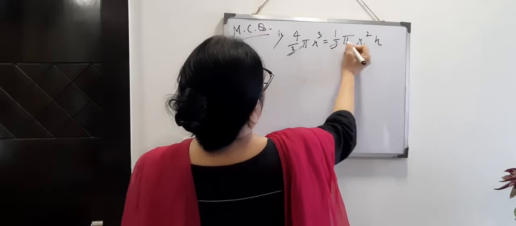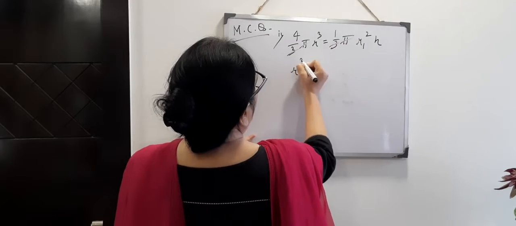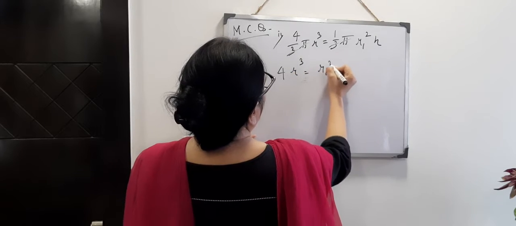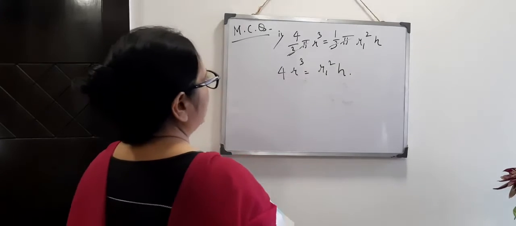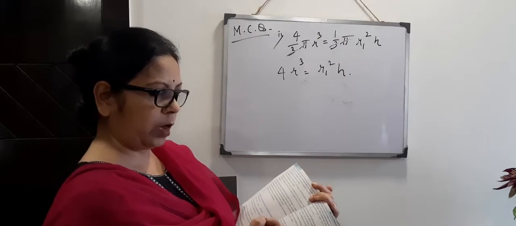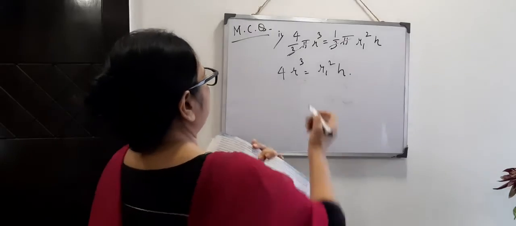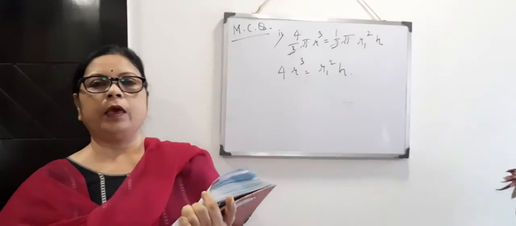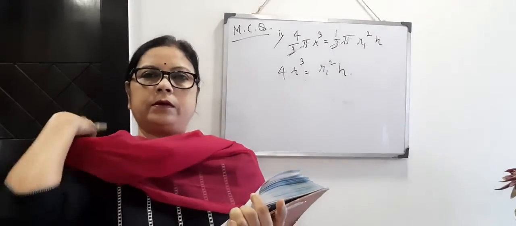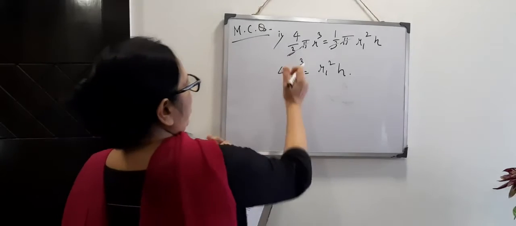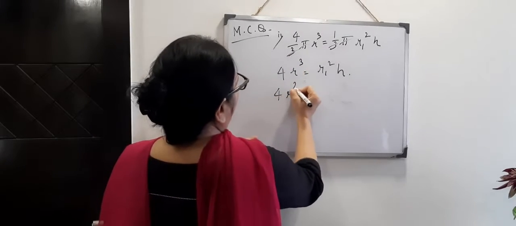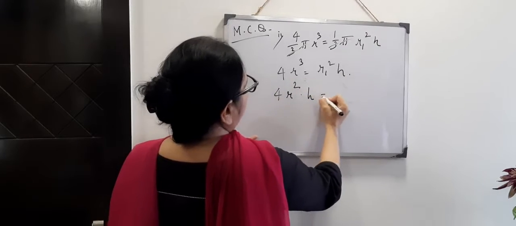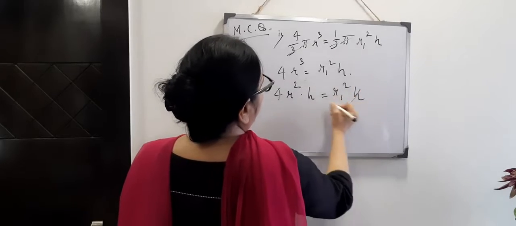3 you cancel, pi you cancel. So what you are getting, 4r cube equals to r1 square into h. Now here one thing I'll tell you, height in case of sphere you can consider height as radius. Clear? So there is 4r cube, so we can write 4r square into h. That is height, and r1 square into h.